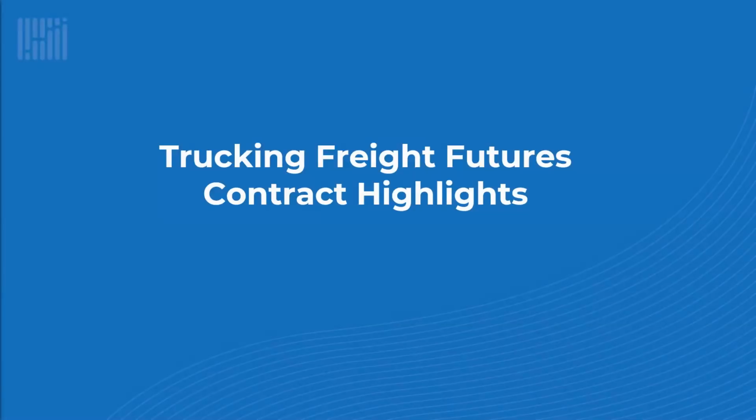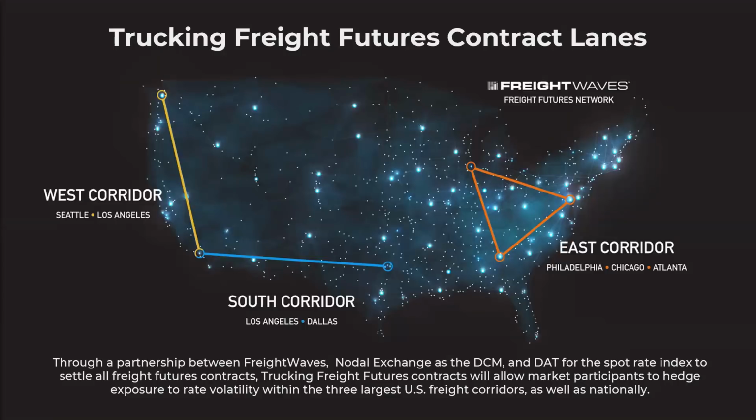Some highlights about the futures contracts. What we did in concert with the Nodal exchange and DAT was identify lanes that could be used as a strong proxy for national freight movement. We took a look at the underlying freight market, and based on an analysis, we identified the most liquid lanes where futures contracts could be listed. The lanes that we chose represent approximately 84% of freight movement throughout the U.S. So the lanes that were selected correlate directly to 84% of all freight movement.